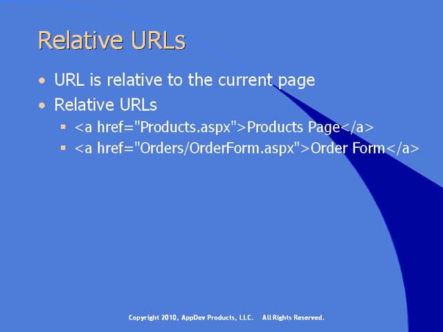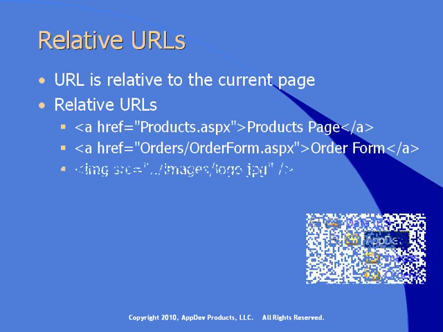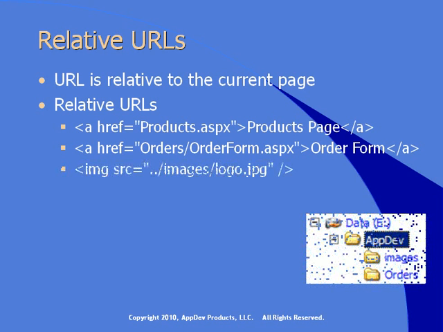Now you can also travel up the directory hierarchy. Say that you have a directory structure shown in the lower right corner of the screen. We have appdev, a subdirectory images, a subdirectory orders. From within the orders subdirectory, we need to reference an image called logo.jpg that is located in the images directory. Just like within Windows, we can use the .. notation to navigate up one level to the appdev directory, / down into the images directory, and reference the logo.jpg that is located within that images directory. This is just another form of the relative URL.